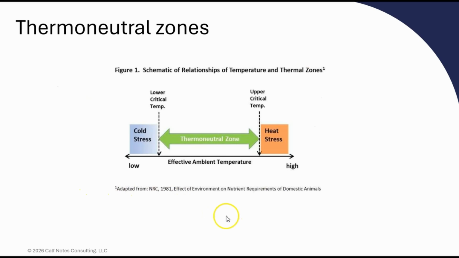This approach defines two temperature thresholds, the upper critical temperature or UCT and the lower critical temperature or LCT. When the effective ambient temperature rises above the UCT, calves must expend energy to dissipate heat. When temperature falls below the LCT, calves experience cold stress and use additional energy to maintain body temperature. This relationship between temperature and energy use was originally described in a 1981 NRC report, which showed how heat stress and cold stress relate to effective ambient temperature.